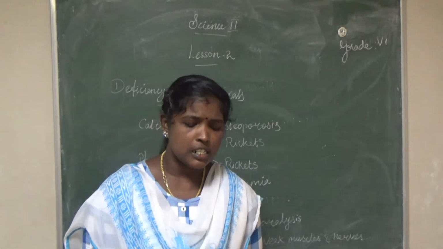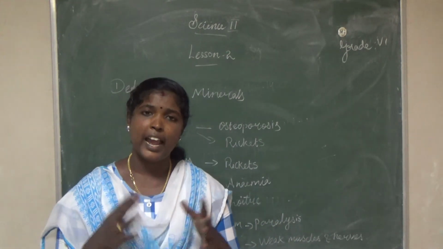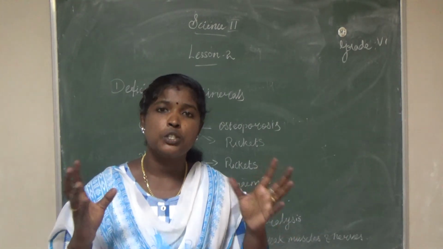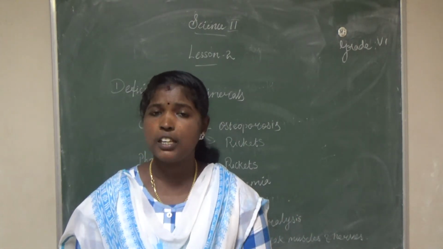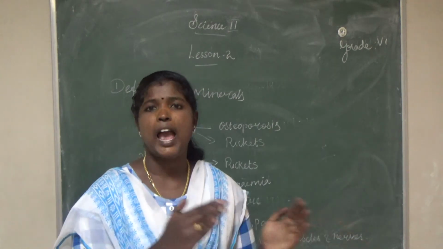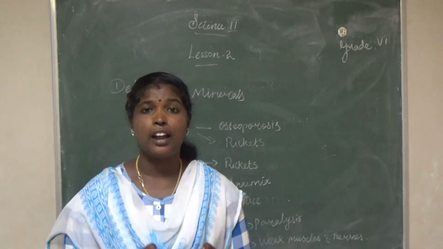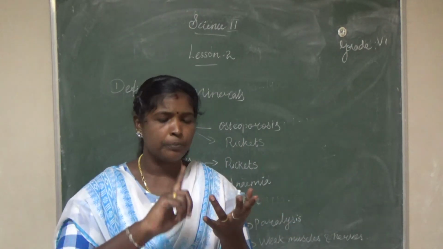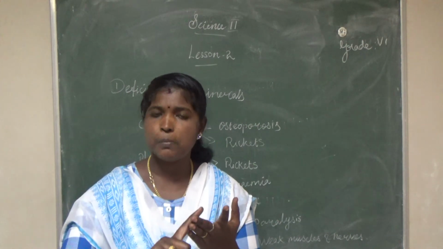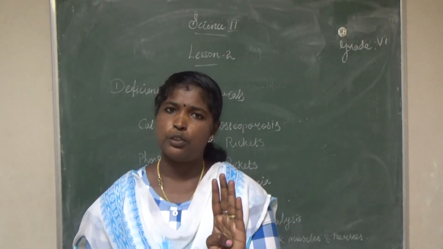Next, balanced diet. What is called a balanced diet? A diet that contains all the nutrients in the right quantity is known as a balanced diet. The diet also contains roughage and water for healthy functioning of our body. The balanced diet contains 4 food groups. What are they? Milk group, meat group, fruits and vegetables, and cereals. The balanced diet contains these 4 food groups.